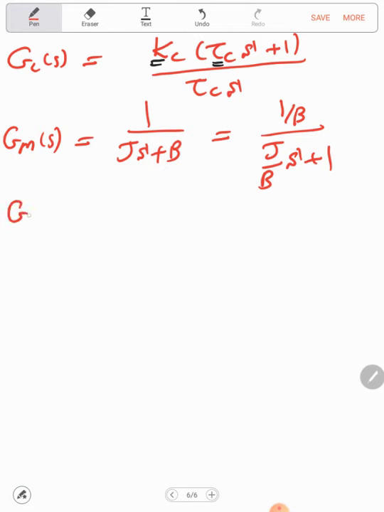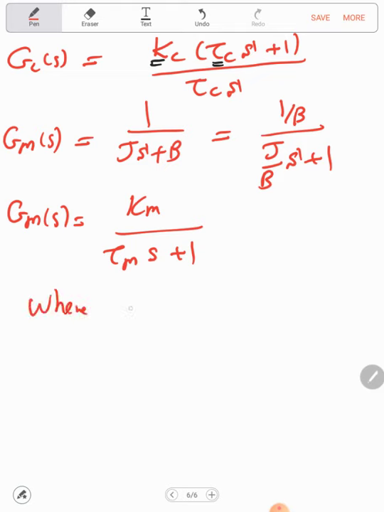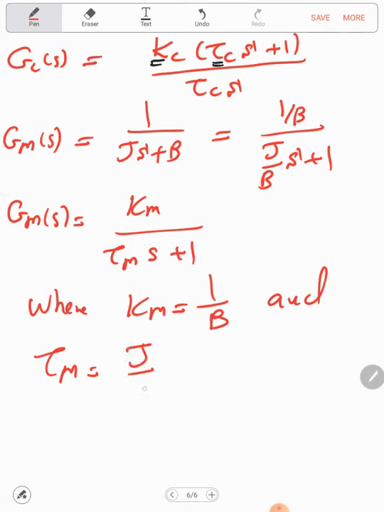So Gm of S is equal to Km over tau m S plus 1, where Km is equal to 1 over B and tau m is equal to J over B. So here again, we are writing the mechanical system of the machine in terms of the gain and time constant.